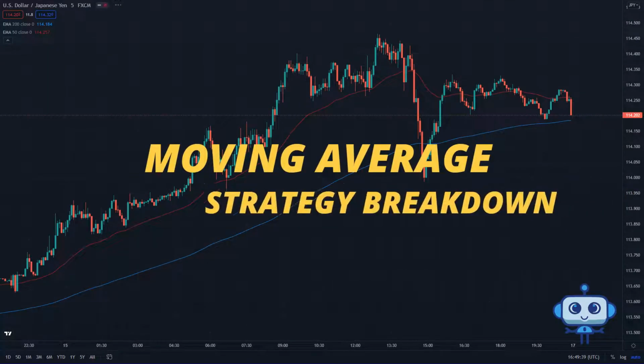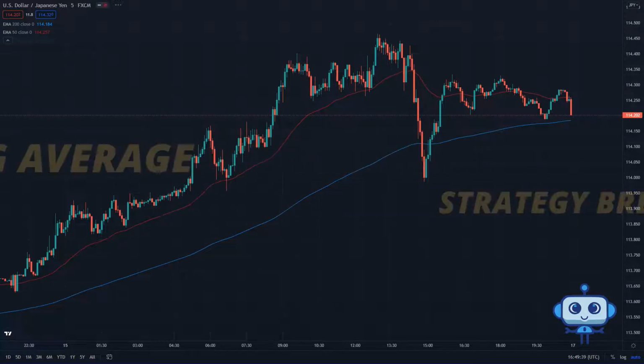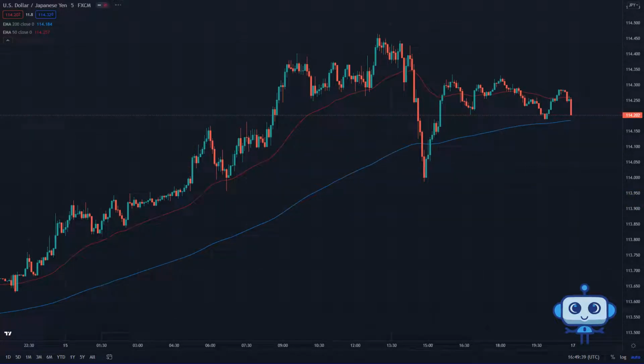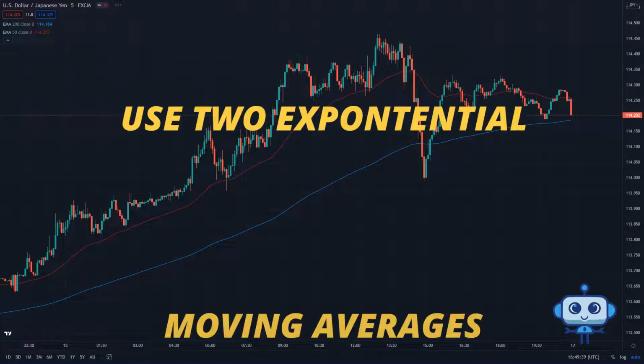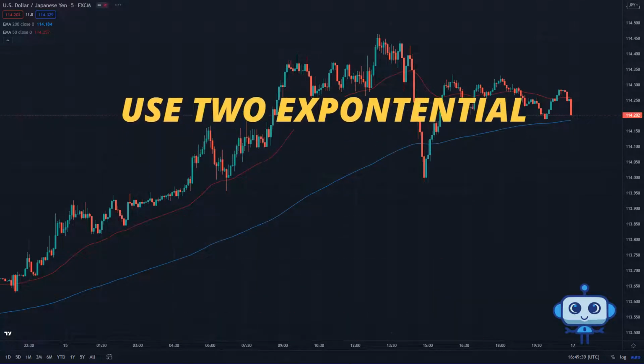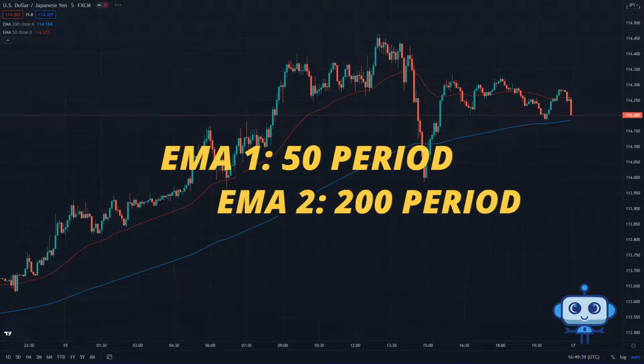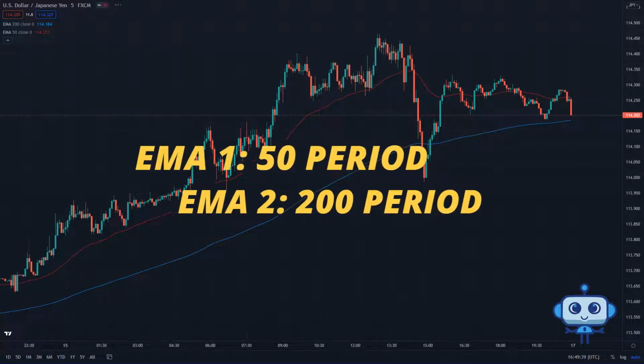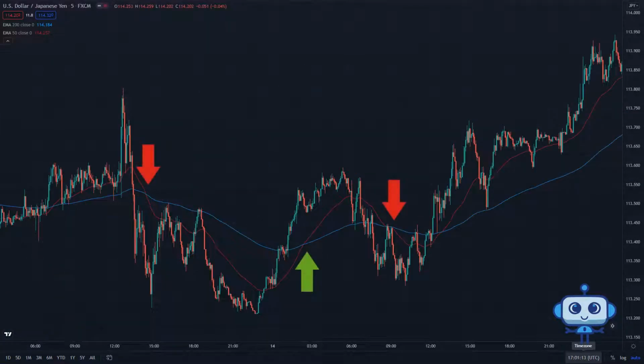Moving average strategy breakdown. So what exactly is our strategy? Our strategy is to use 2 exponential moving averages, one with a 50 period, and the other with a 200 period. The idea is to trade when the 2 moving averages crossover. The crossover produces a bearish or bullish signal, and based on the crossover, we will place our trades.